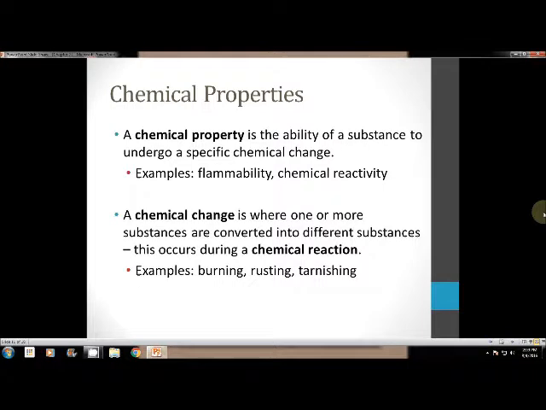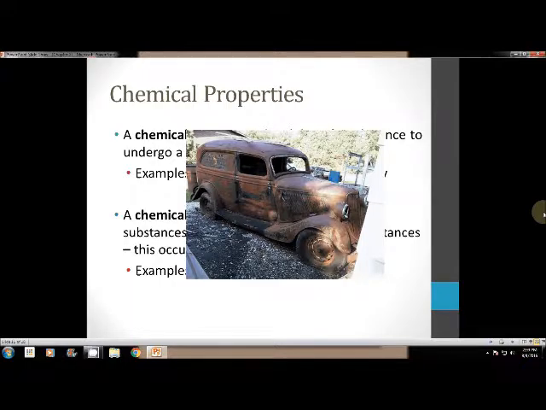A chemical change is where one or more substances are converted into different substances. This occurs during a chemical reaction. Some everyday examples that we see are burning, rusting, and tarnishing. Like you might hear somebody say, oh, we need to polish the silver so it doesn't tarnish. Or rusting. I have this picture of this car here. That's a chemical reaction. It's changing the composition. It's not the same substance it was when it was first manufactured. The car has changed, and so that would be a chemical change.